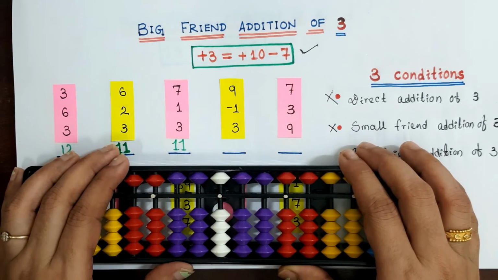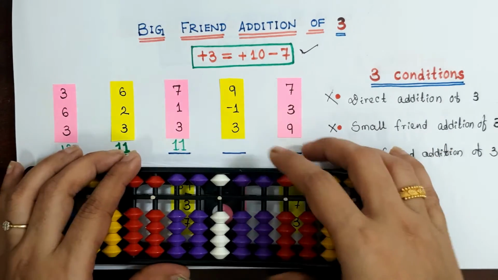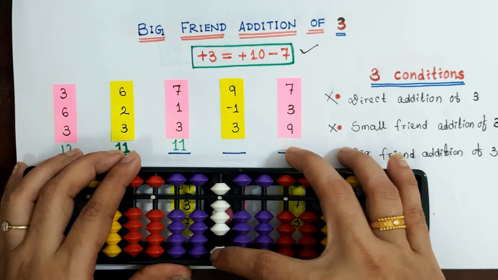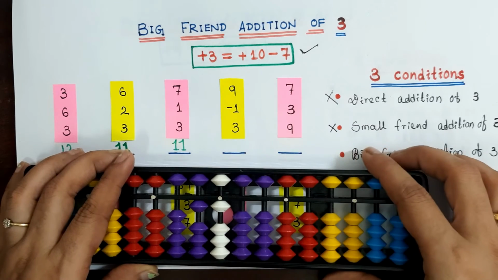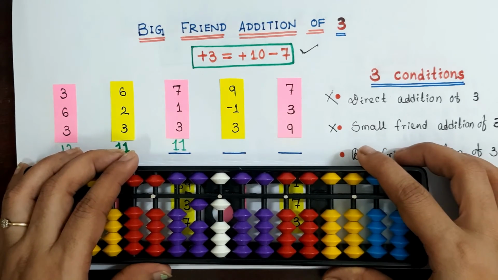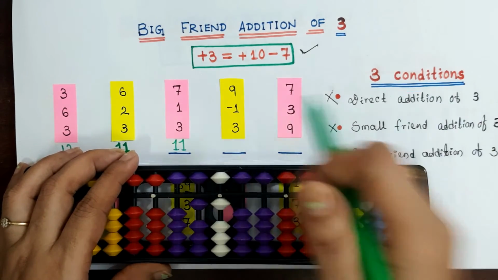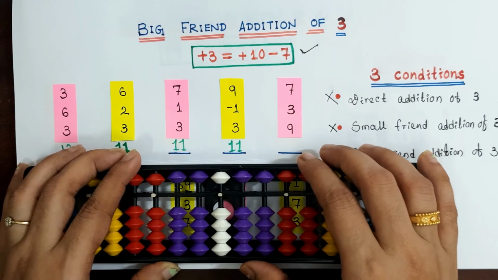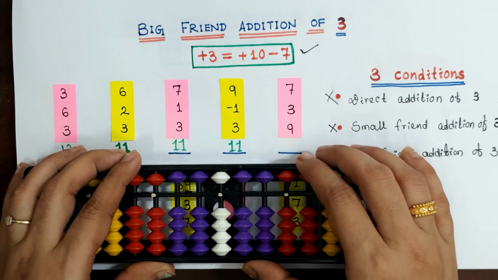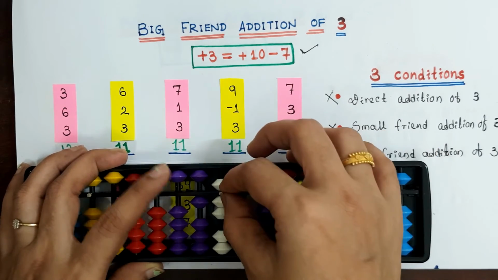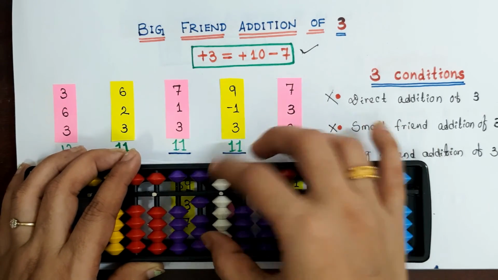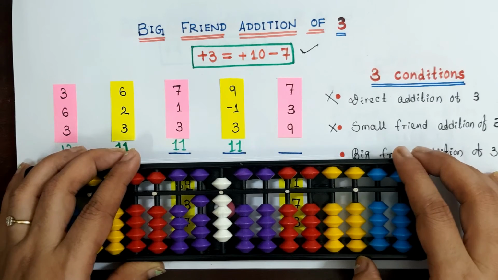Next question, 9 minus 1 plus 3. 9 minus 1 plus 3 is plus 10 minus 7. Answer is 11. Next question, 7 plus 3 plus 9. 7 plus 3 is plus 10 minus 7 plus 9. Answer is 19.